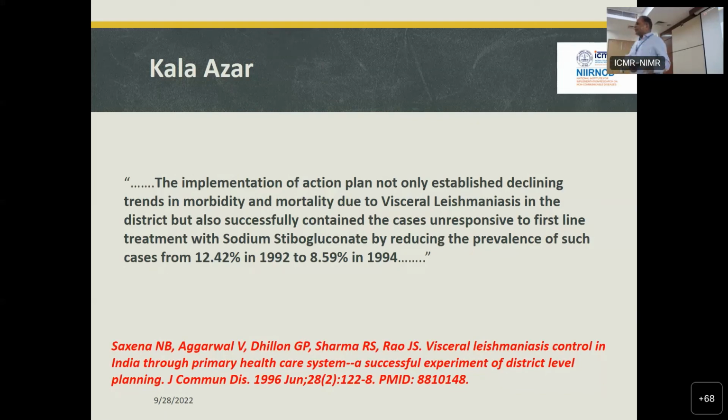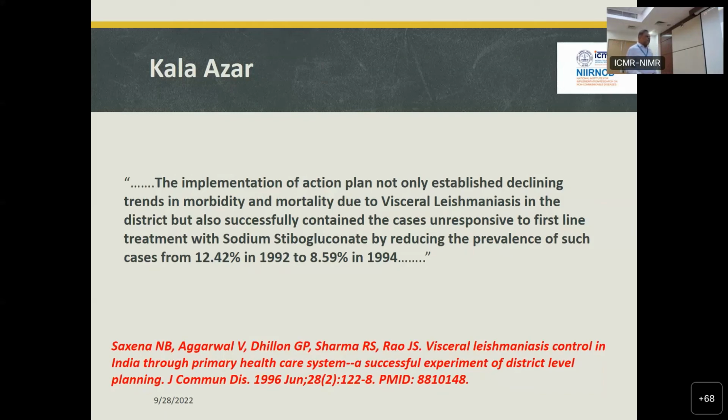Eliminate malaria by 2000, eliminate malaria by 2010, then 20, then 30. Keep on shifting the goalpost till you actually may score the goal. Doesn't matter whether you flout the rules there or not. Sorry for saying this, but this is what is happening. Kala-azar. Now, why do I say this? In Kala-azar, look at this: the implementation of the action plan, a study conducted by Saxena et al.